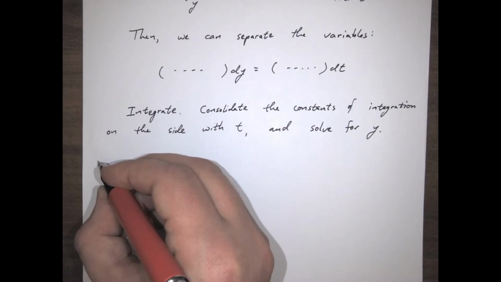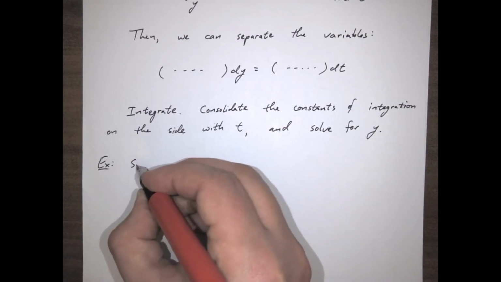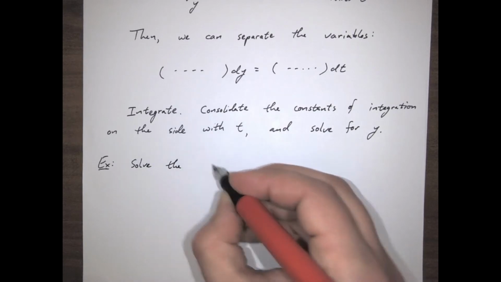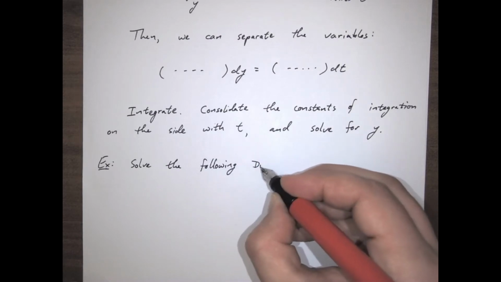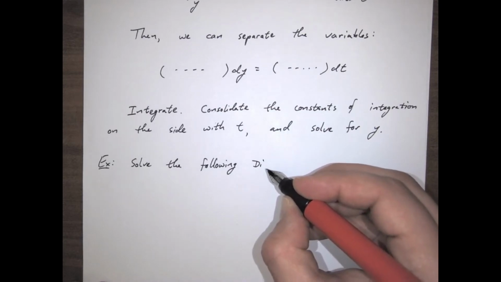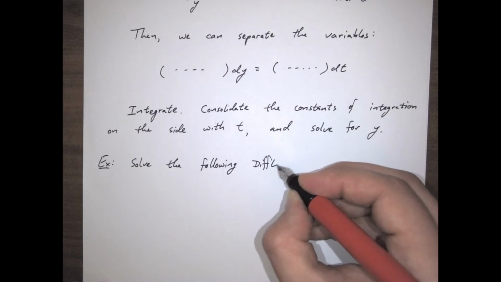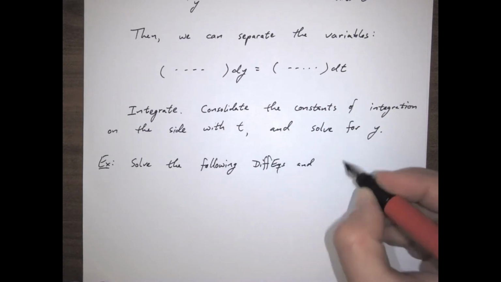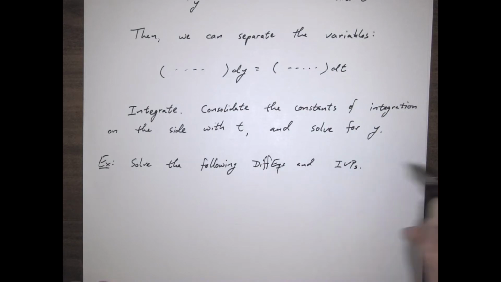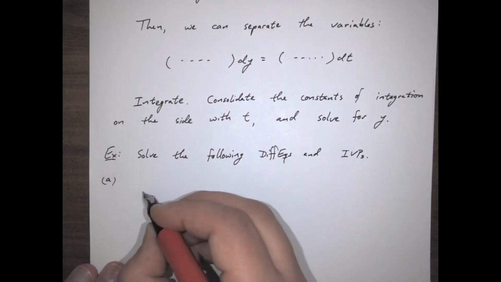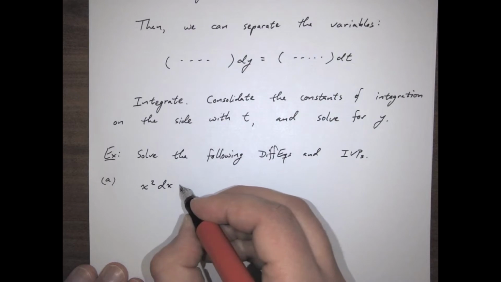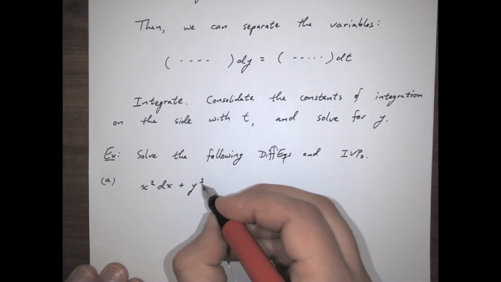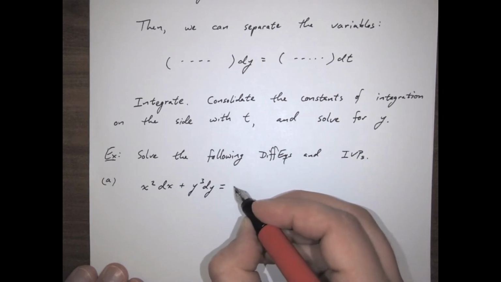So let's actually try some examples. Solve the following differential equations, or sometimes they'll also be initial value problems. All right, so let's start with one that is like this. Let's say what we have is x squared dx plus y cubed dy equals 0.